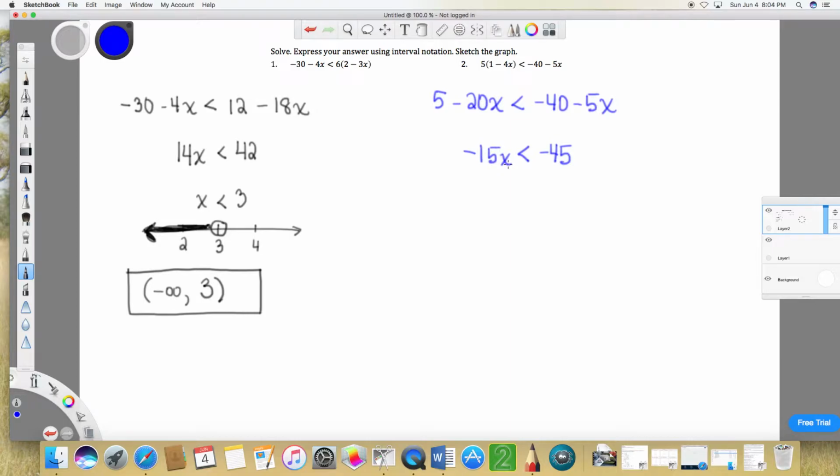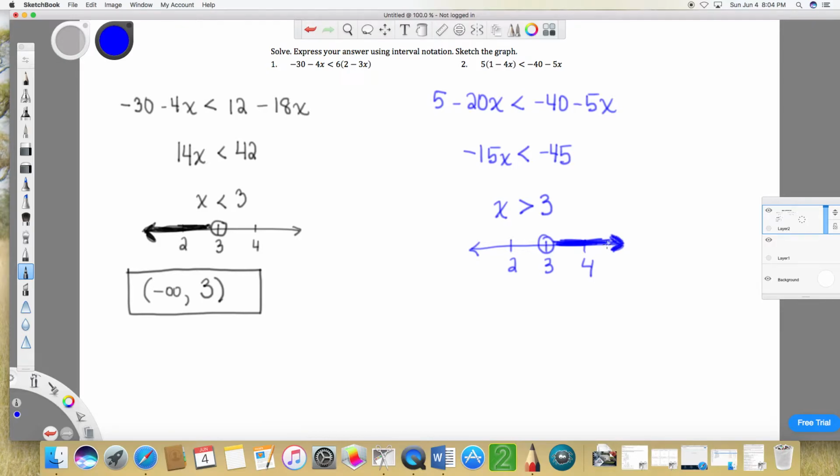Now, when I divide by a negative number, I have to remember that I'm going to change the direction of the arrow. And a negative 45 divided by a negative 15 is positive 3. So instead of x less than 3 like the last problem, I have x greater than 3. So I'll just draw a portion of my real number line. I'll make a sketch, a graph of my solution set.